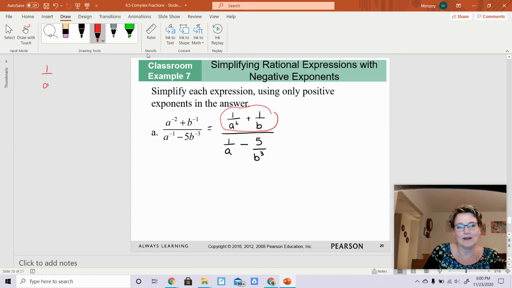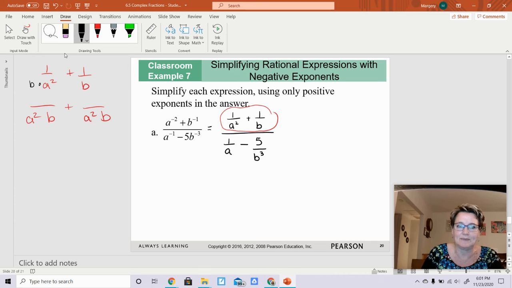So 1 over a squared plus 1 over b. Well, on this one, they both have to have an a squared. They both have to have a b. You're going to ask yourself, what here is missing? Well, you're missing a b. So you're going to times this by b, and you get b here. What's missing here? Well, a squared's missing. So you're going to multiply this by a squared, and you're going to get a squared here. Now, you get a squared b. And then this one up here, you're going to get a squared plus b. And that's it for that one.